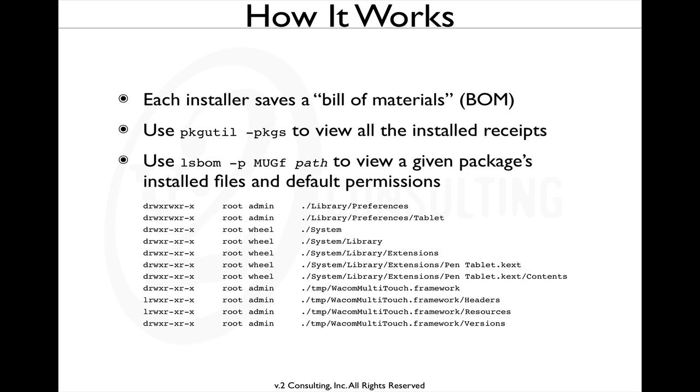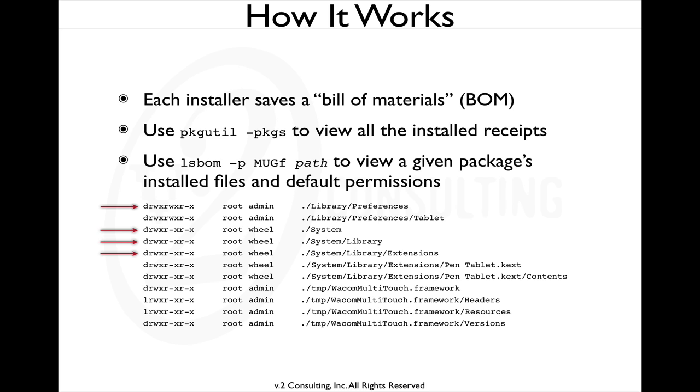So this here is just an example of an output from lsbom. Let's notice two very important parts here. Number one, the first item is our library preferences folder, and the third, fourth, and fifth items are /system library, and system library extensions. And of course there are some other items below that.